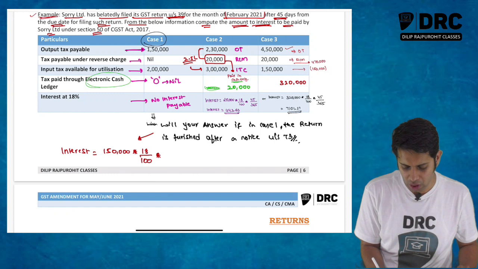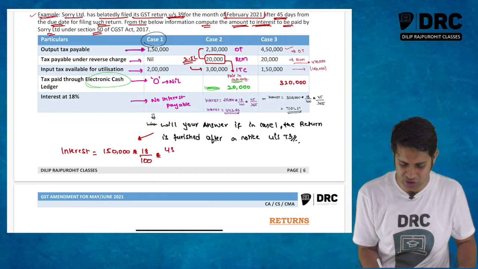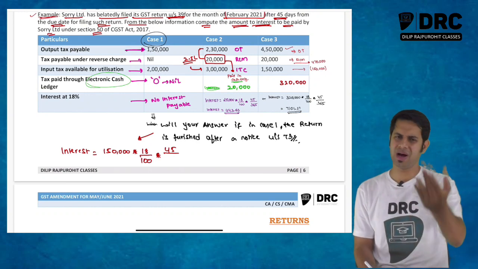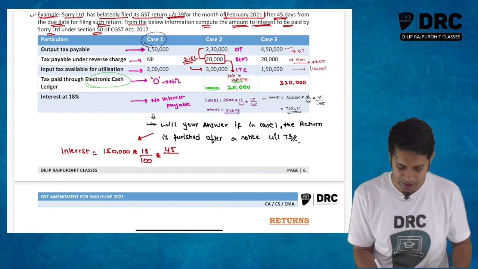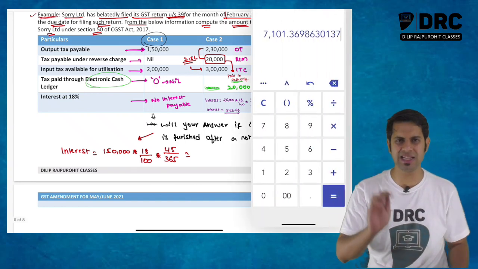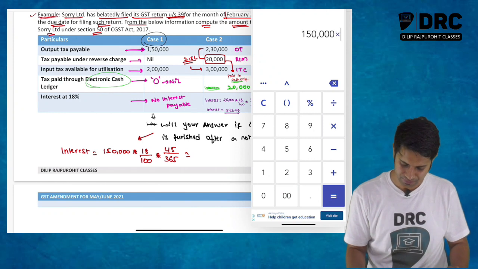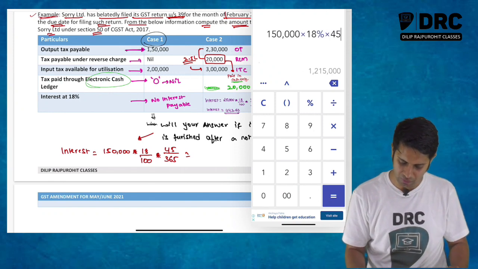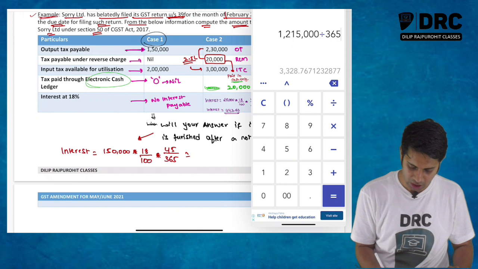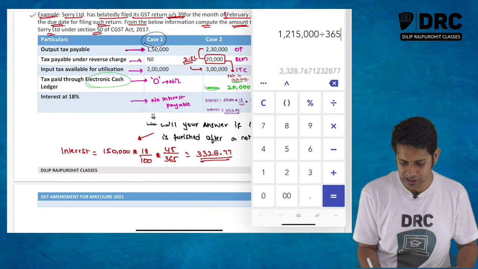Into 18% into, assuming that we take 45 days only here also, assuming the notice has been received after 45 days, so we'll take the same 45 days over here. But in the examination, see the question carefully and see how many days they have given. 18% into 45 divided by 365. So here I have to pay interest of 3328.77.